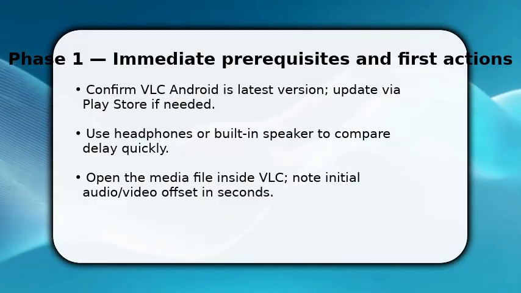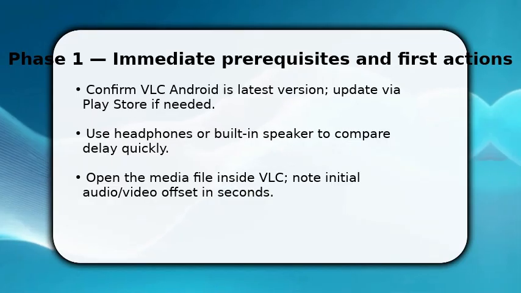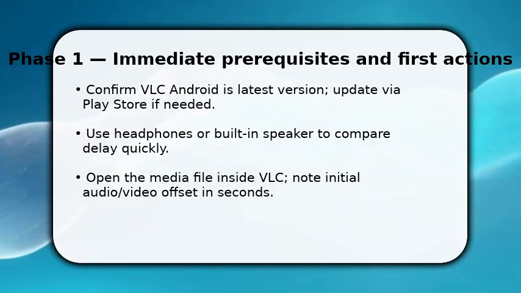You start by making sure VLC on Android is updated and that you have a reliable playback test file. Open the video in VLC and use headphones or the phone speaker to detect delay. This gives you a baseline. Once done, tap the screen, go to the three-dot menu, and choose Audio. This begins the adjustment path.